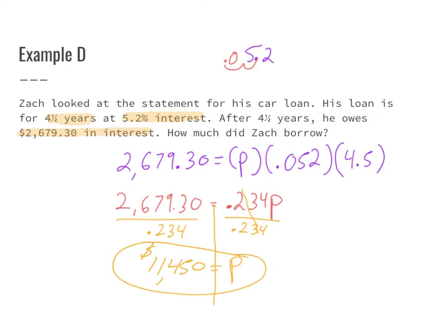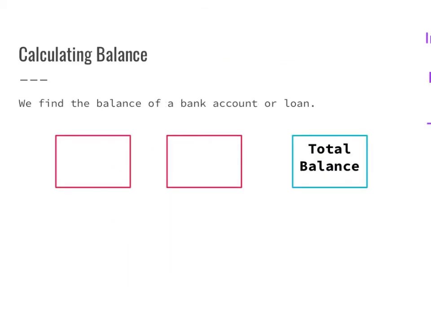Let's take a look at how we calculate total balance. Now, when a problem tells us to find the total balance of a bank account or a loan, we take the interest plus the principal. So the amount of money that you borrowed originally, the principal, plus the interest, the amount of money that you're going to owe for borrowing that amount of money, or the amount of money that you're going to get back for investing it, when you add those two things together, that gives you the total balance. You can't find the total balance with just the interest or just the principal. You have to find it with both of them by adding them together.